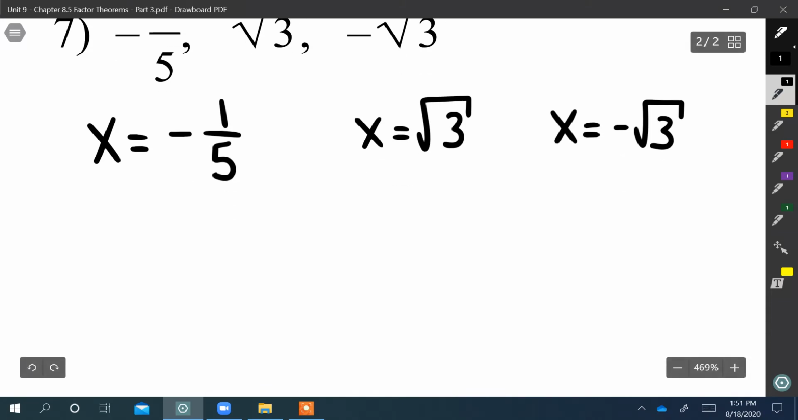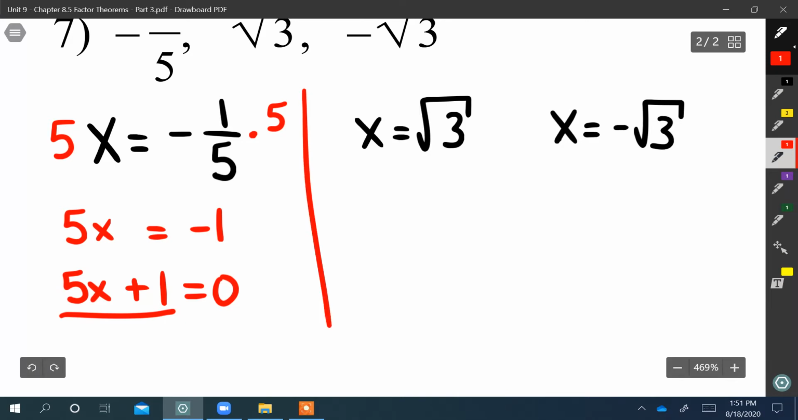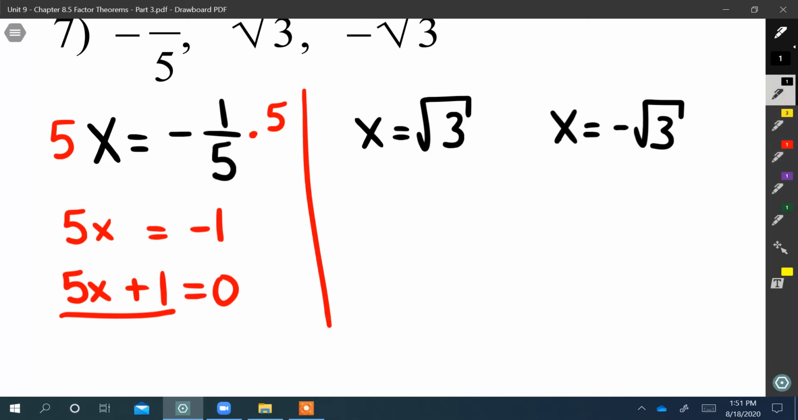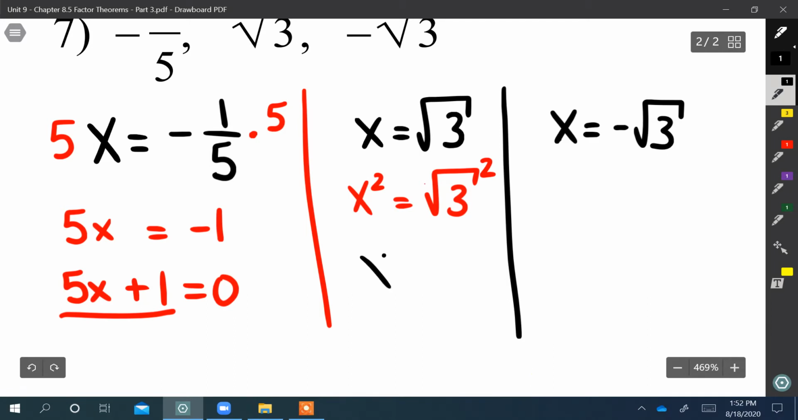Okay? So fractions, again, to get rid of that fraction, what I'm going to do is multiply it times 5, so that I get 5x is equal to negative 1. Bring the negative 1 over and you get 5x plus 1 is equal to 0. This right here is one of my factors. On the next one here, what I'm going to do, and it's very simple, is square both sides. That's going to get rid of the square root. So I'm going to end up getting square root of 3 to the second power, which is actually 3. The root is then going to be x minus 3 is equal to 0.